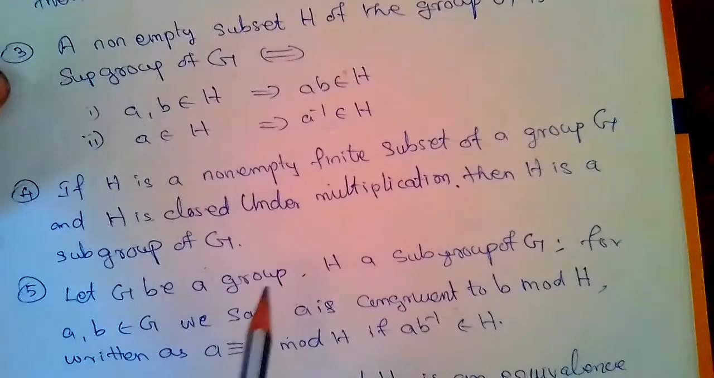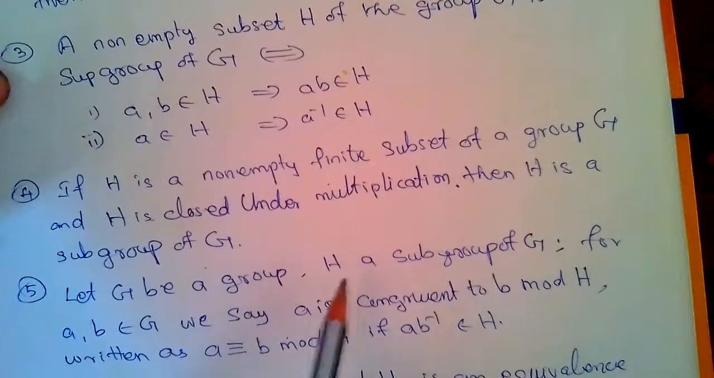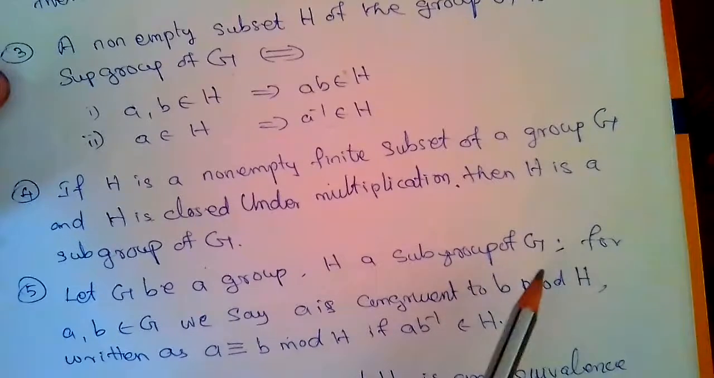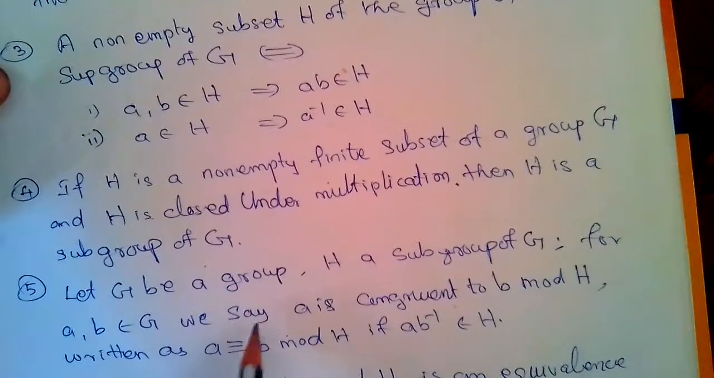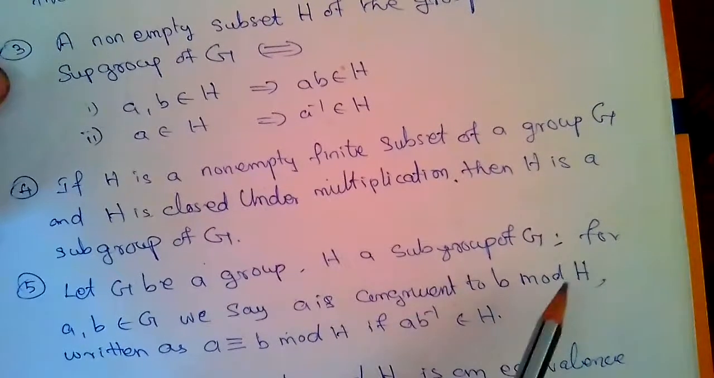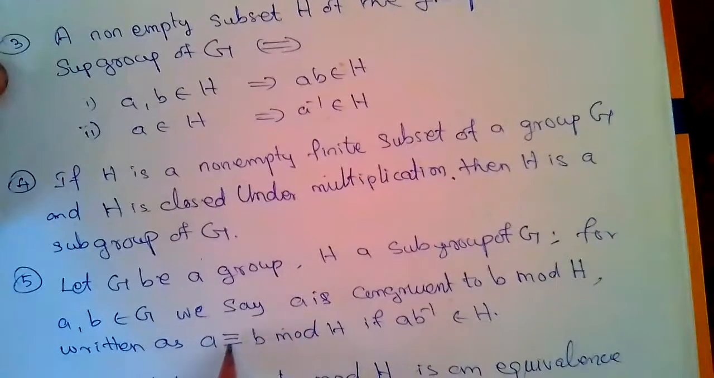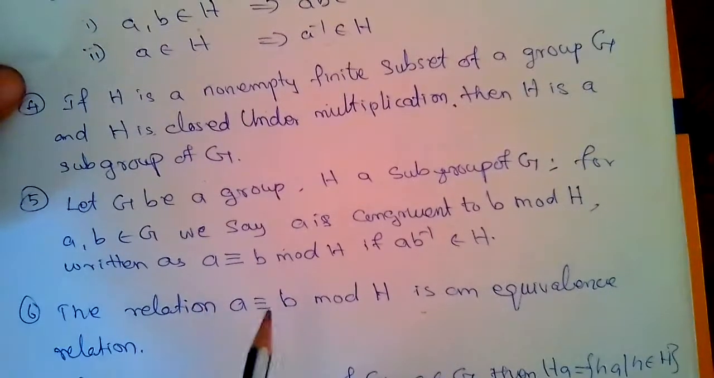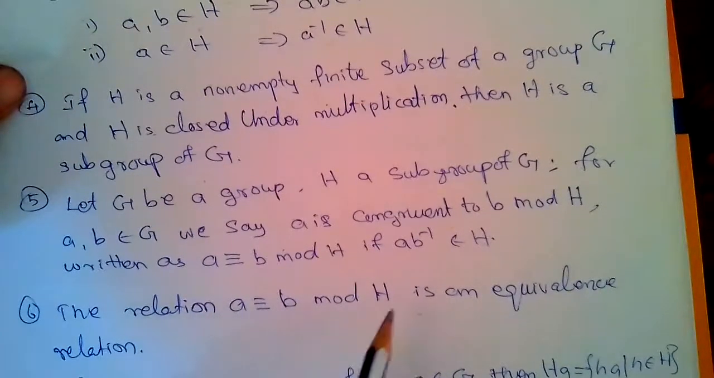Let G be a group, H a subgroup of G. For a, b belongs to G, we say a is congruent to b mod H, written as a ≡ b mod H, if ab inverse belongs to H. The relation a ≡ b mod H is an equivalence relation.